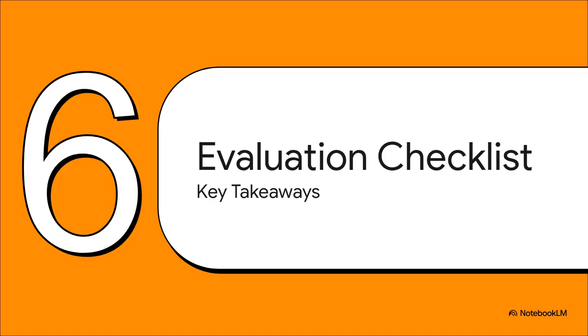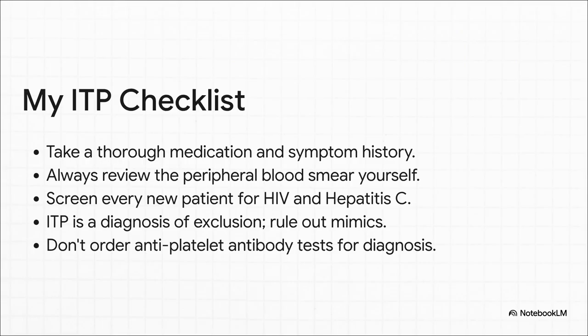We have covered a ton of ground. So to wrap things up, let's distill this entire process down into a simple, high-yield checklist that you can just run through in your head every single time. Here it is, your ITP cheat sheet. Number 1, be a detective with the history. Number 2, never ever trust the machine alone. Put your own eyes on that blood smear. 3, screen every single new patient for HIV and Hep C. 4, make diagnosis of exclusion your mantra. And number 5, a little pro tip, resist the temptation to order those antiplatelet antibody tests. They're just not sensitive or specific enough to be helpful in making a routine diagnosis.